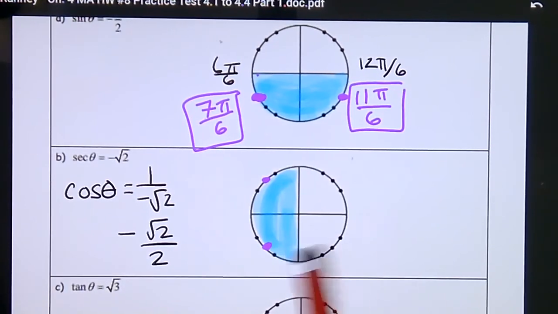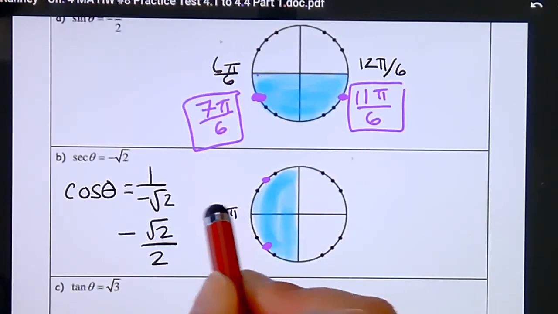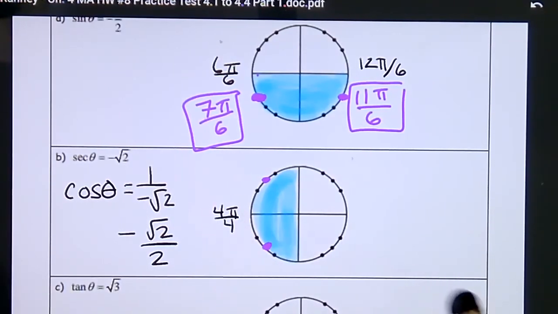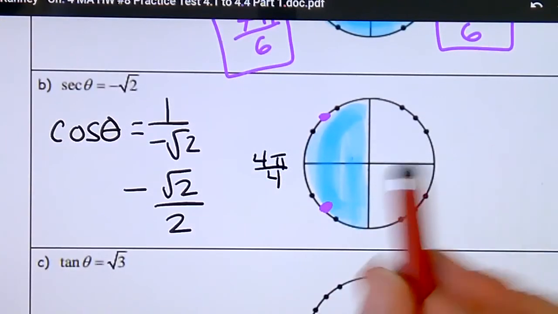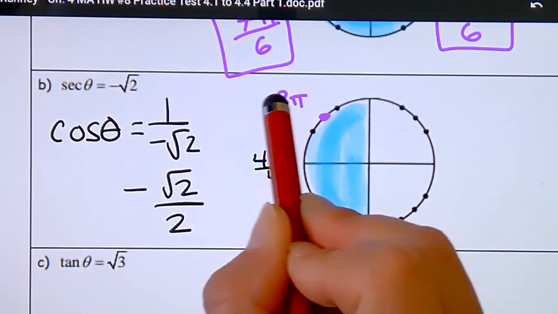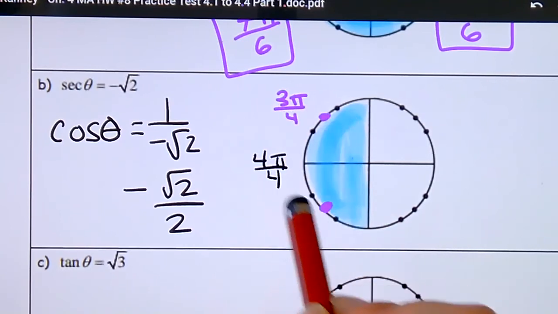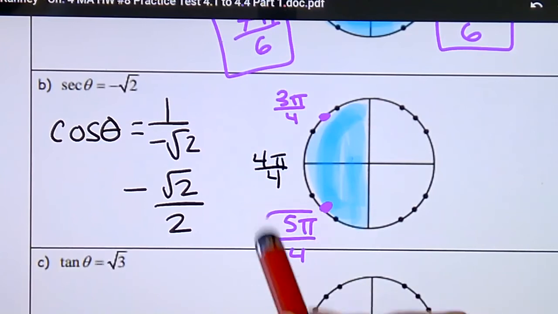Now, again, if I'm thinking about fourths, this would be 4π/4. That's really what pi is. 4 over 4 is 1. So that means that this one up here, let me zoom in a little bit more. This one here would be 3π/4. And then this one, which is one beyond, would be 5π/4.